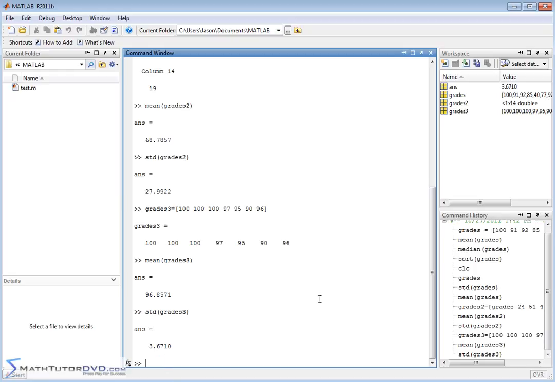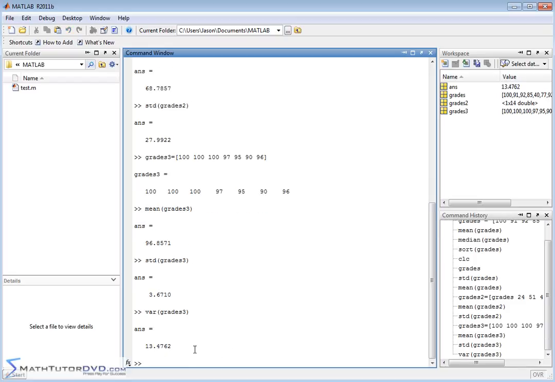And finally, I'll close out by saying the standard deviation is super important in statistics. Sometimes you might want to calculate the variance. So let's calculate the variance of grades 3. And you do that with the VAR command. And the variance is 13. And for those of you who have taken statistics, you'll know that the variance is simply the standard deviation squared.